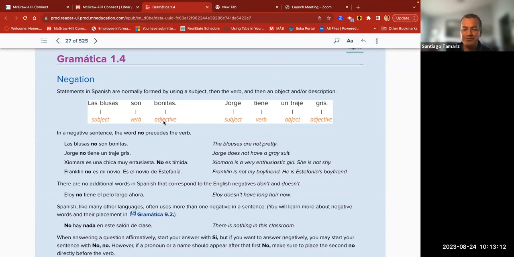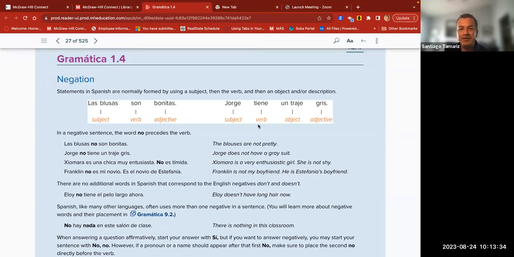We already talked about these parts of the speech in the other videos. So it's very important that you guys know how to identify this part of the speech. Subject, verb, adjective. Let's take a look at the next one. Jorge tiene un traje gris. Subject, verb, object, and adjective. Un traje gris. How do you identify the object?